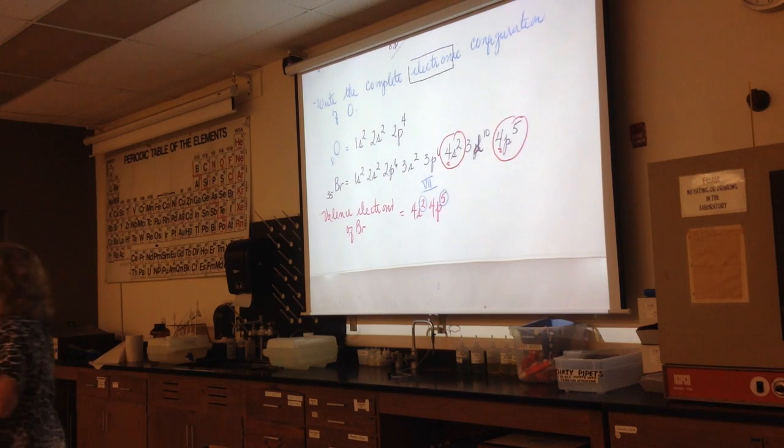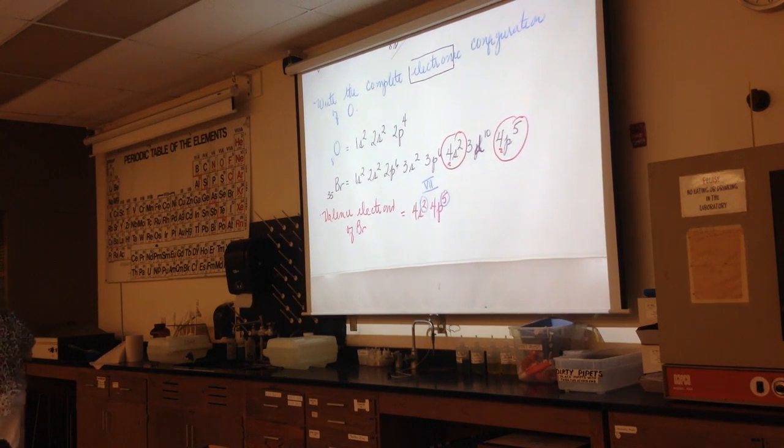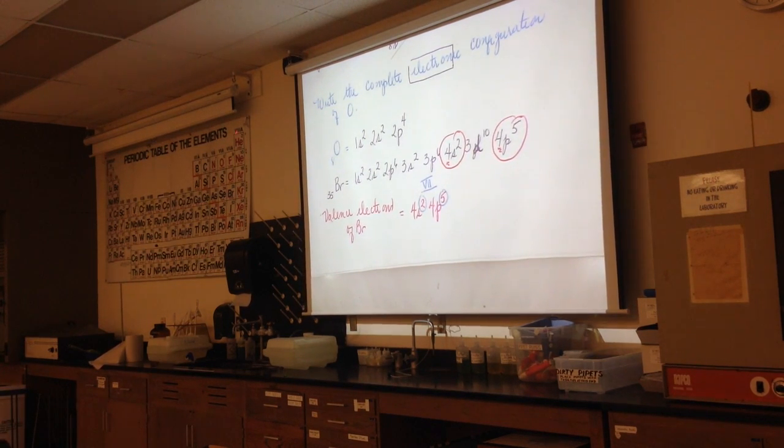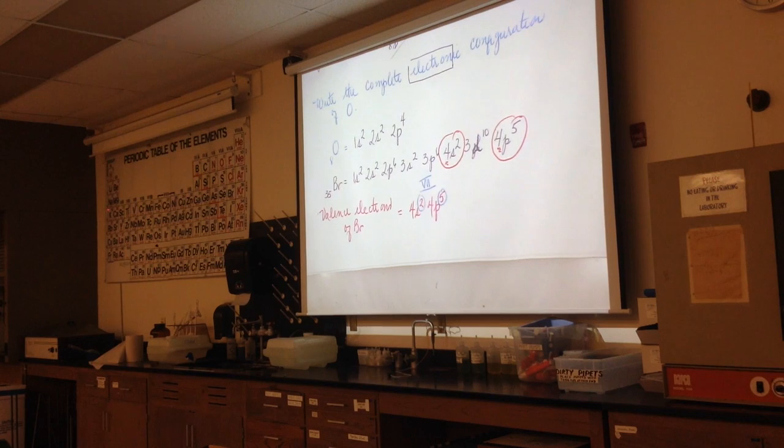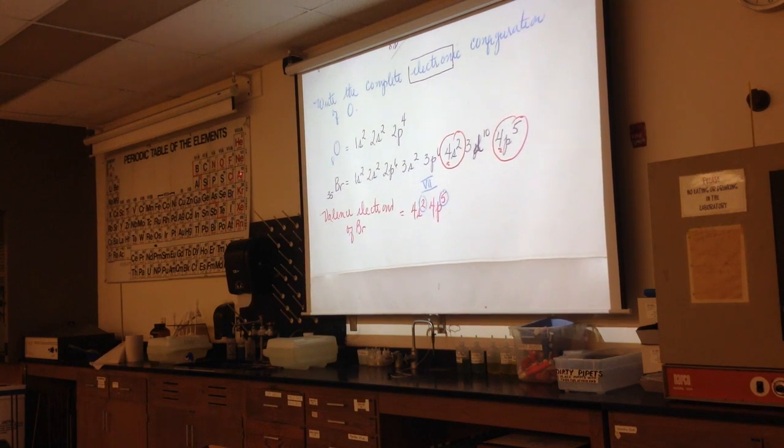So every single one of the halogens is going to have the same valence electron configuration. What's going to be different? They're all going to be s2p5. But I'm going to be 2s2, 2p5. I'm going to be 3s2, 3p5. Oh wait, I'm going to be 4s2, 4p1, 2, 3, 4, 5.